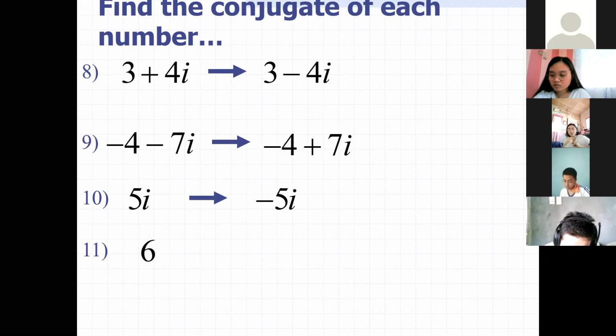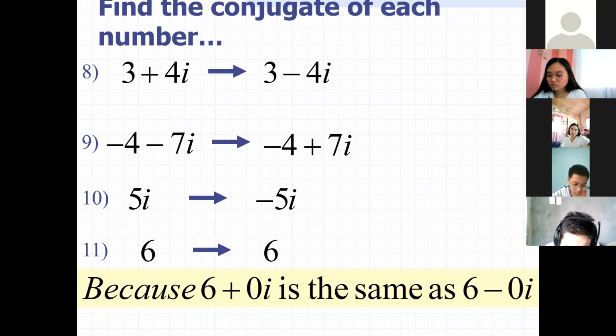But what about number 11, class? What is the complex conjugate of 6? It's still the same, sir. Very good. It's still the same because the standard form of 6 is 6 plus 0i, and the complex conjugate there is 6 minus 0i, so just the same as 6. Very good. And I think complex conjugate is being understood.